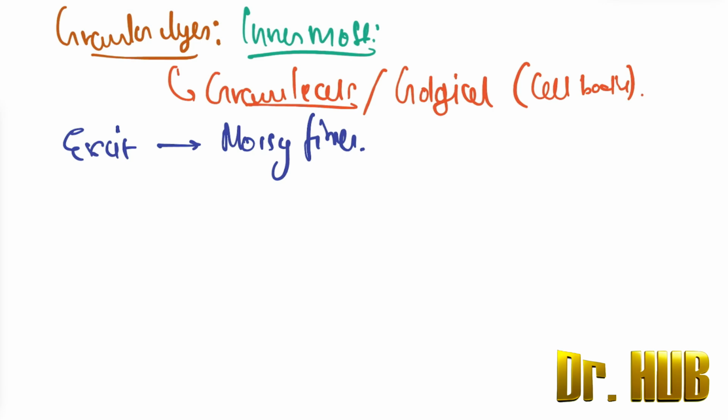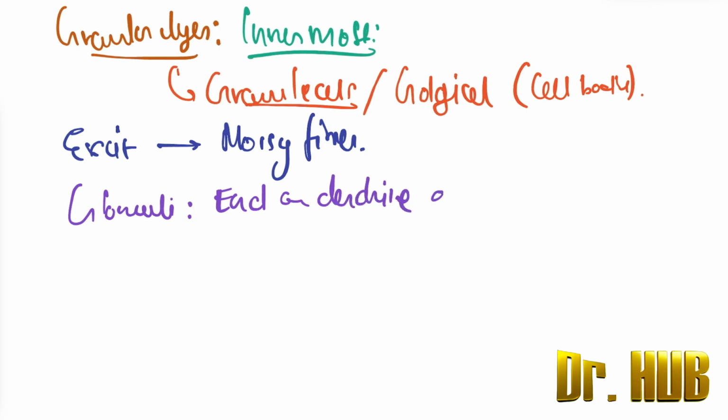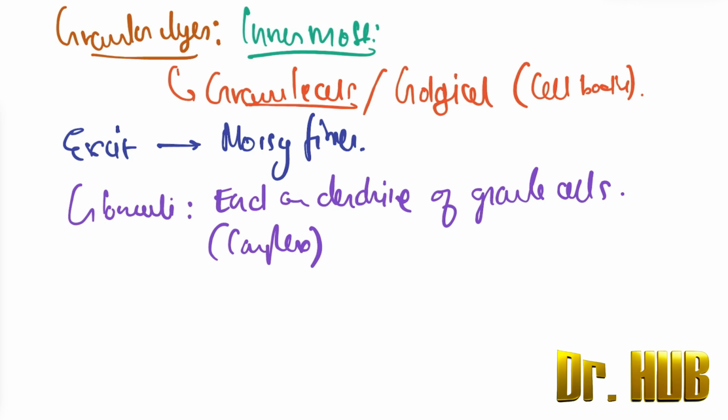The mossy fibers end on the dendrites of the granule cells, and these complexes are known as glomeruli.